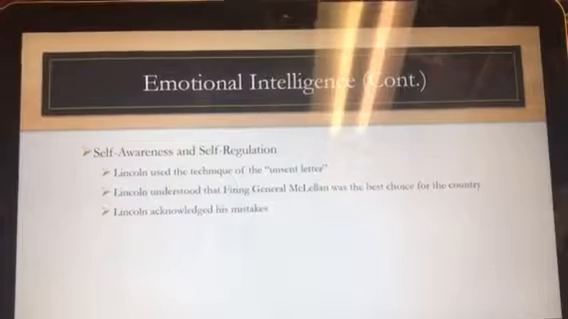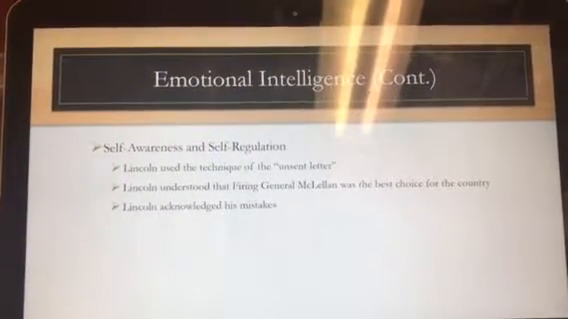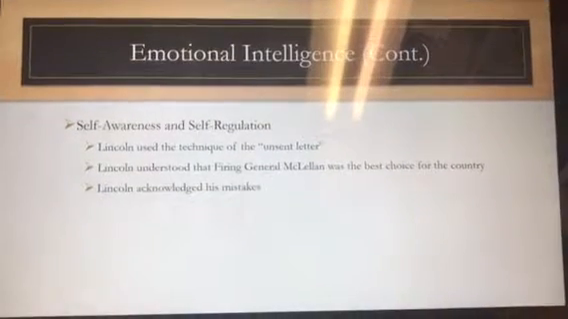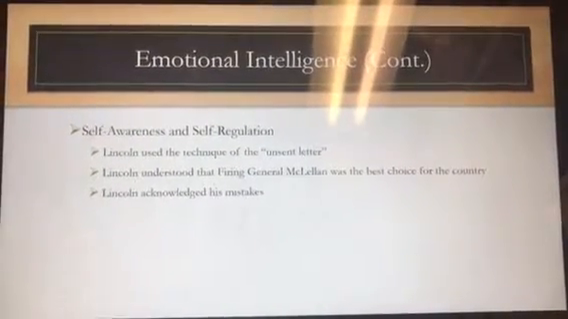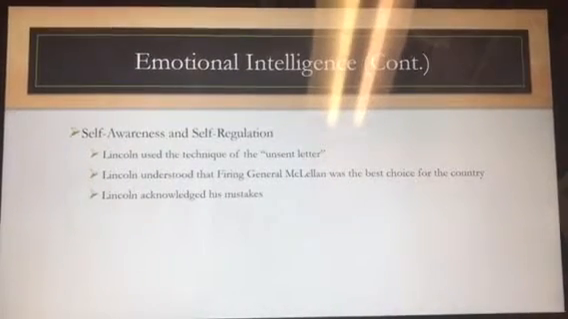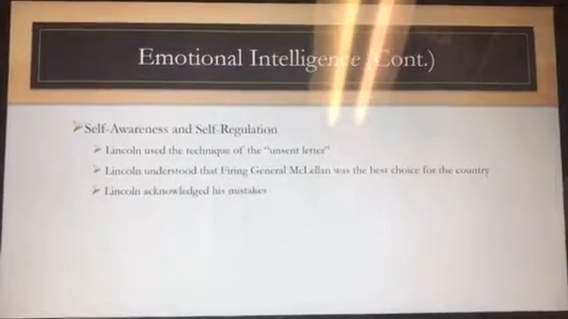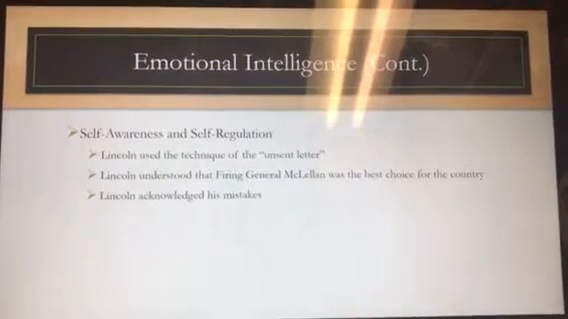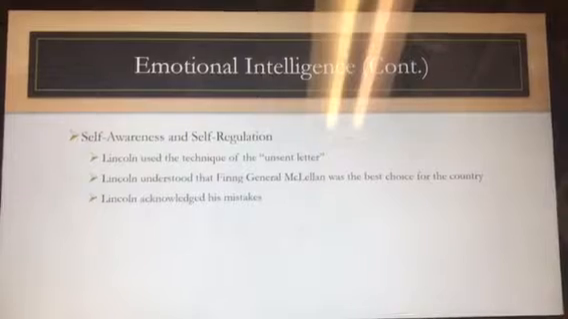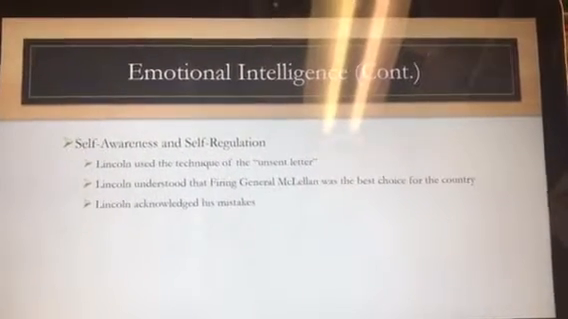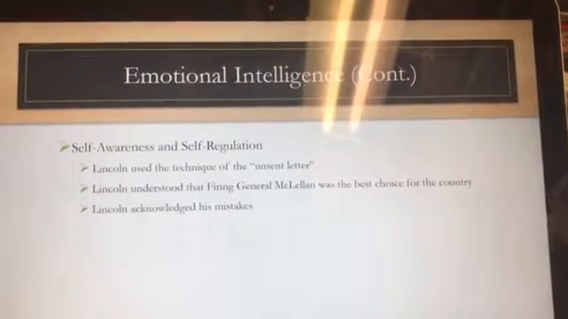Emotional intelligence continued. Self-awareness and self-regulation. Lincoln used the technique of the unsent letter. Lincoln, when he was upset and angry with any person, would write his feelings towards them down on a letter. But, using his self-regulation skills, he would never send the letter, knowing that the consequences if he did so would be dire.